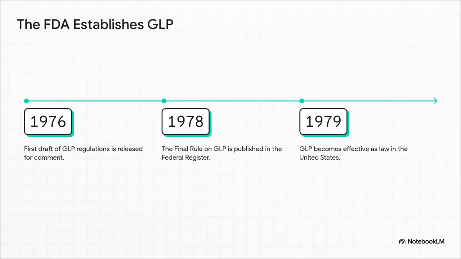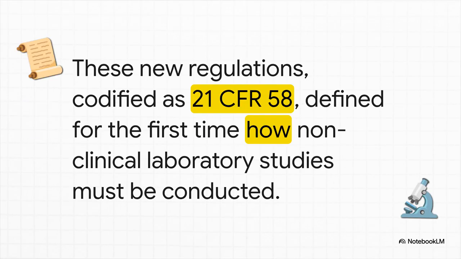And the FDA moved fast. In 1976, while the IBT investigation was still going on, they released the very first draft of the GLP regulations. After getting feedback from the industry, the final rule was published in 1978, and by June of 1979, GLP was officially the law of the land in the United States. This new law, which you'll know as 21 CFR 58, was absolutely revolutionary.